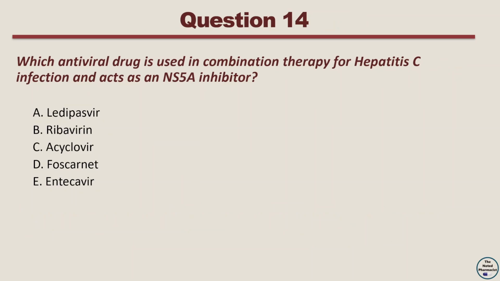Question 14. Which antiviral drug is used in combination therapy for hepatitis C infection and acts as an NS5A inhibitor? Option A, ledipasvir. Option B, ribavirin. Option C, acyclovir. Option D, foscarnet. Option E, entecavir.